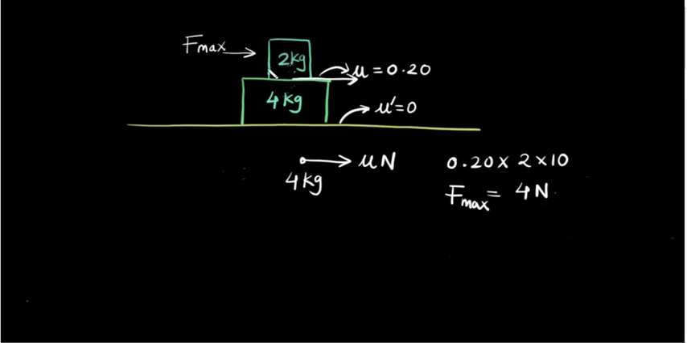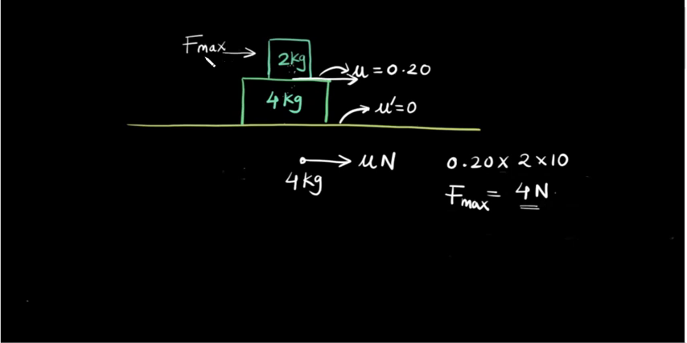Now what will happen if you apply more force than this 4 Newton? Then there will be relative motion, because above this 4 Newton force, these two blocks will no longer move together, right? So we already found out the maximum force. Then what will happen at 12 Newton?